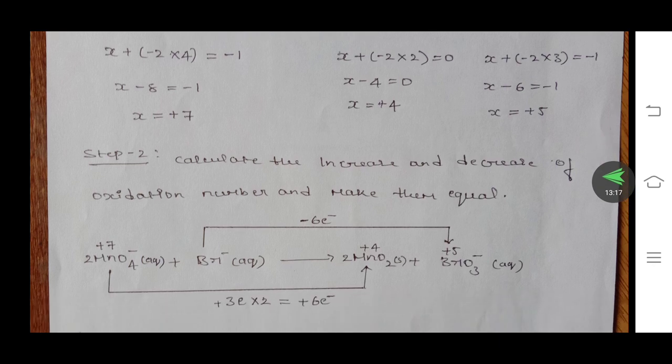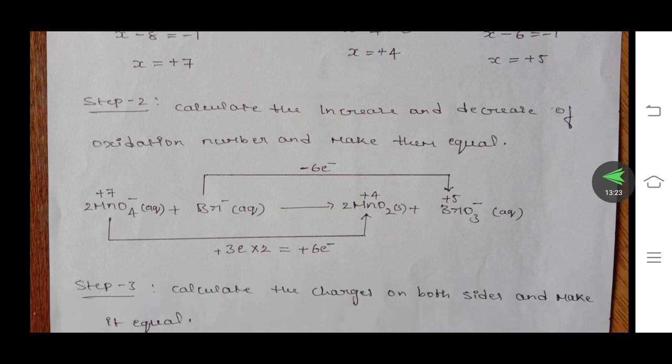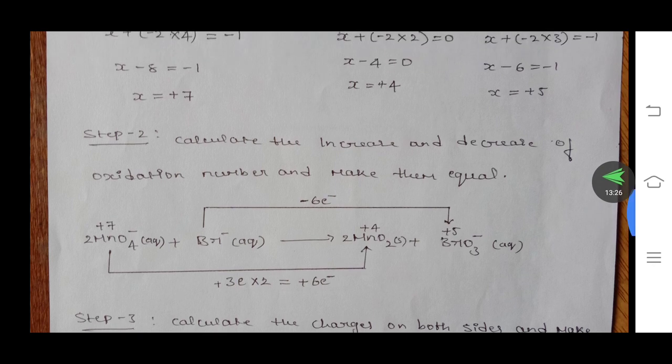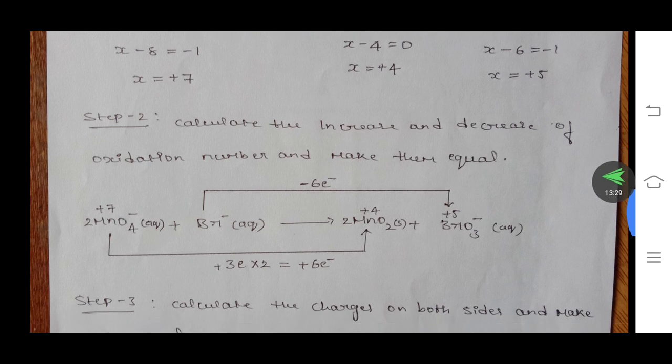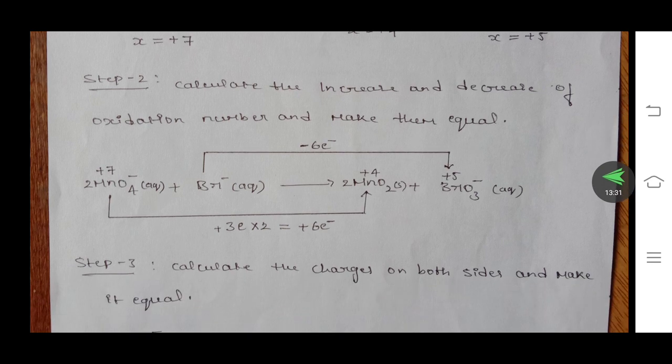Step 2: calculate the increase and decrease of oxidation number and make them equal. Now, plus 7 to plus 4 for manganese. You check the oxidation state: on the left side plus 7 is there, and on the right side plus 4 is there. Plus 7 to plus 4, it is gaining 3 electrons. A single manganese atom is gaining 3 electrons. Now check Br. Br is minus 1 and on the right side it is plus 5. Minus 1 to plus 5, it is losing 6 electrons. A single bromine atom is losing 6 electrons.